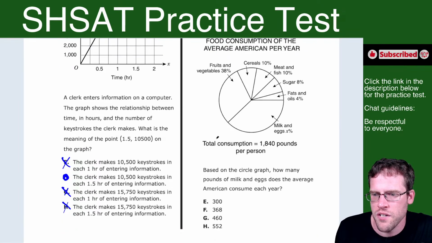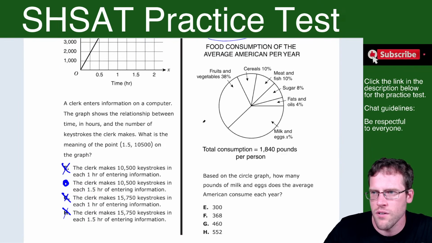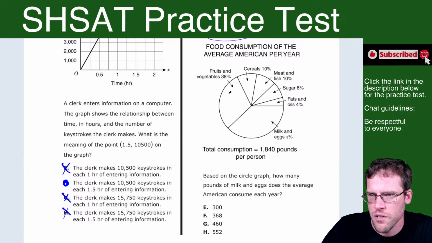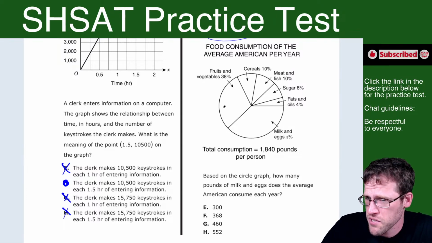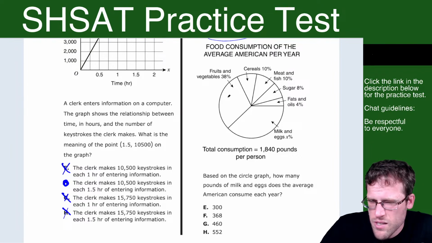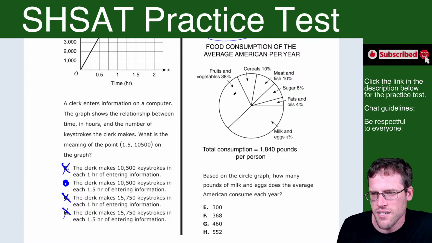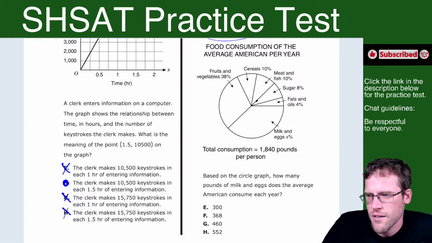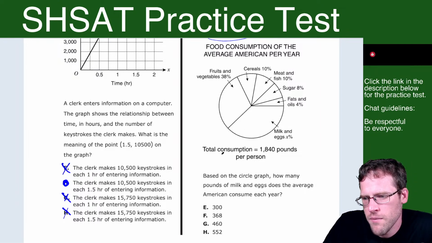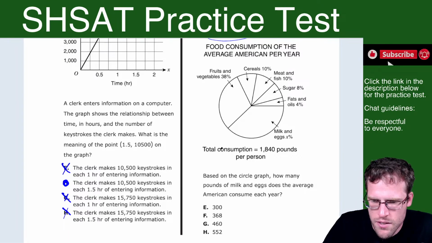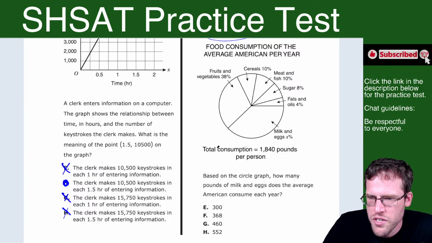Okay, so question 94. Food consumption of the average American per year. Fruits and veggies. Wow, 38%? That doesn't seem right. I feel like Americans don't eat 38% of their diet as fruits and veggies. That just seems wrong. All right. Based on the circle graph, how many pounds of milk and eggs does the average American consume each year? Total consumption, 1,840 pounds per person.